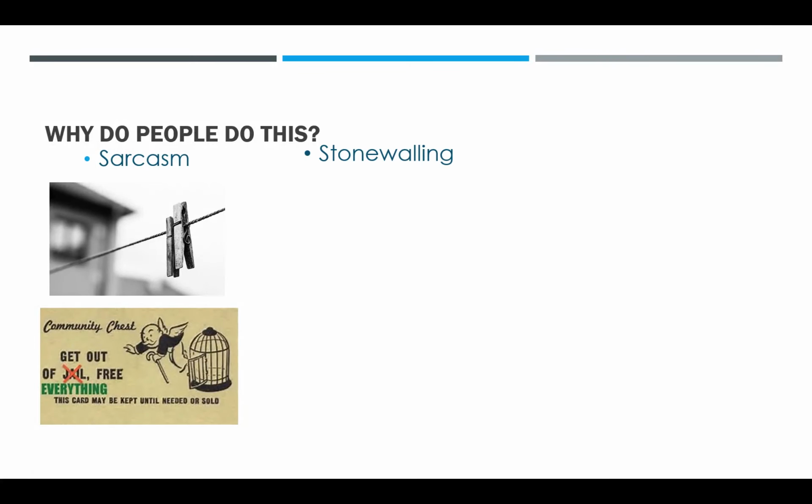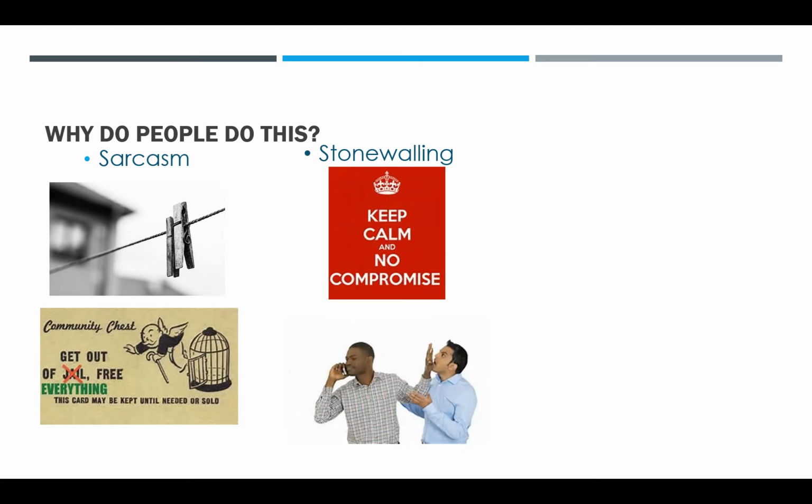Stonewalling. So this is shutting people down, not listening to them, punishing them. It's just avoiding people and palming them off. It's when your managers don't want to speak to certain people. Now, your managers need to be available more than ever.